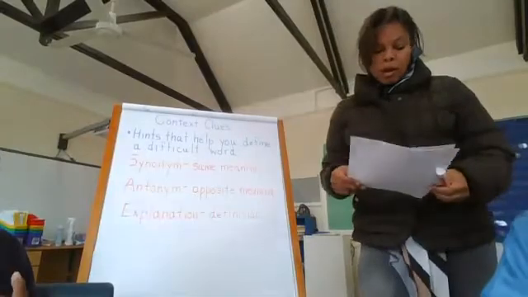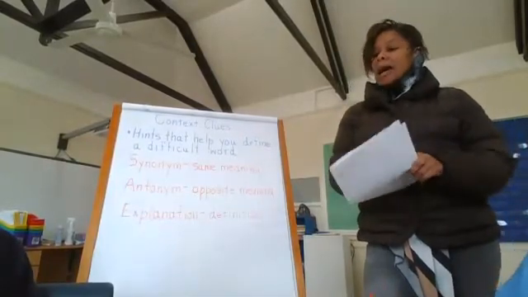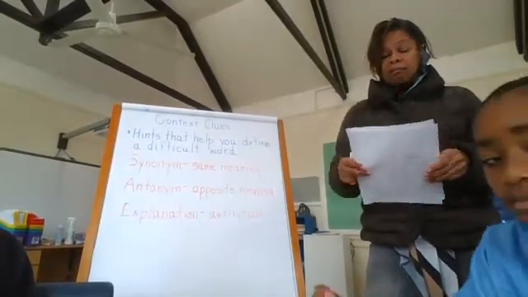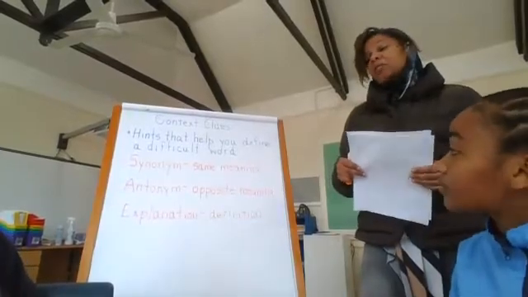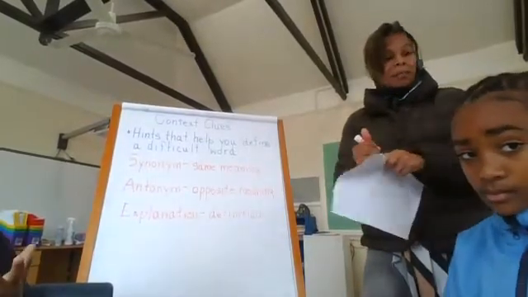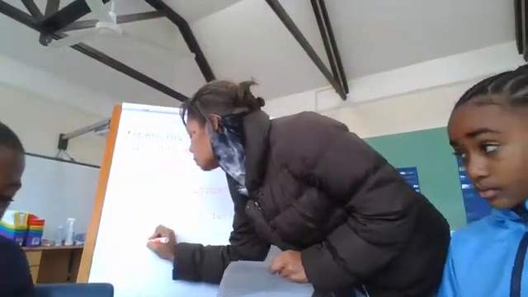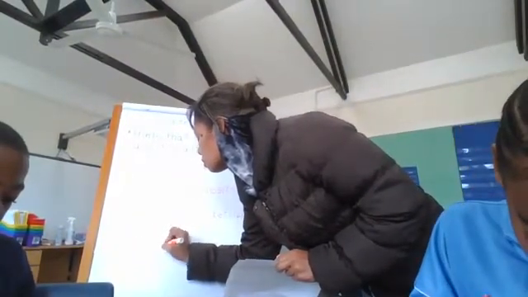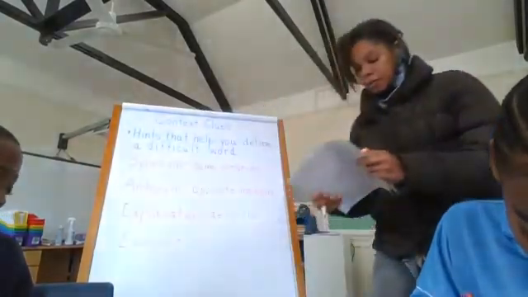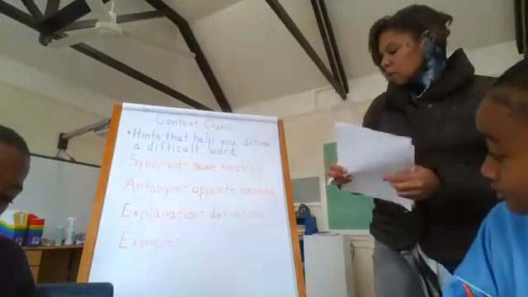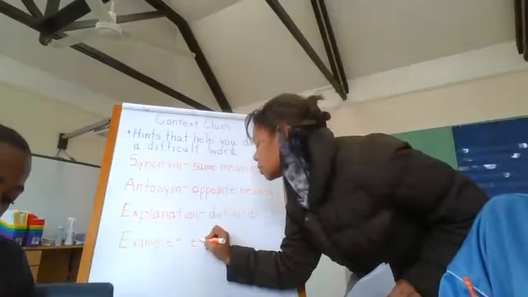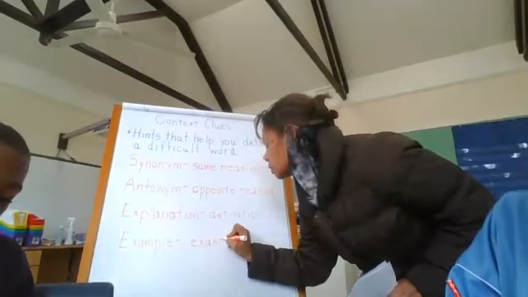And there's one more type of context clue. These are example clues, and they do simply that. They just give you an example of what the word means, some examples of it. Okay, so the last one is the example clue. And they just simply give you examples of what that unknown word means.